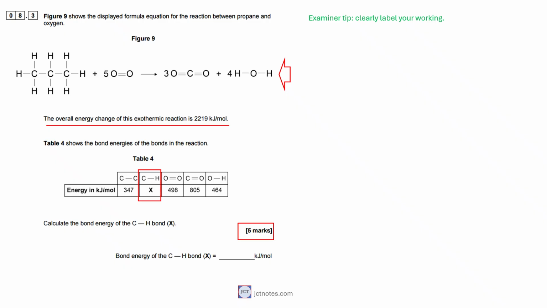The energy change in a reaction is calculated by the difference between the energy required to break bonds and the energy released when the bonds are formed.